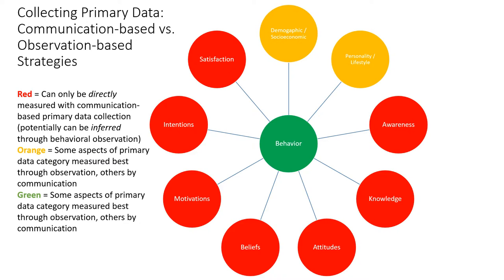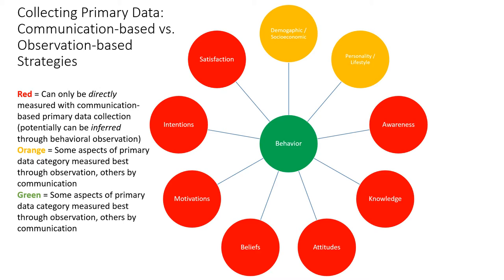Now, there are some researchers who say you can measure motivations by looking at people's behavior, but let's be clear what we're doing here. If we're using people's actual behavior to make guesses about what their underlying motivations are, what we're then doing is actually measuring behavior to infer motivations. If we actually want to try to tap into these ideas directly, we will have to use some sort of communication-based strategy.